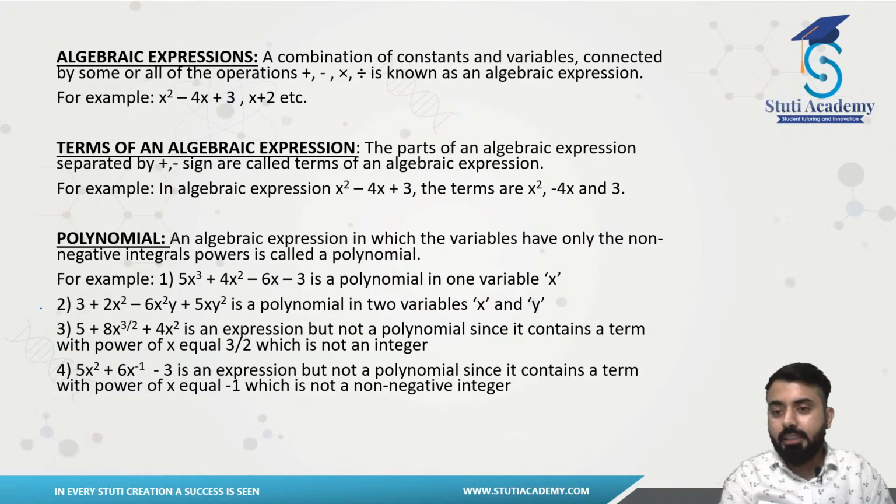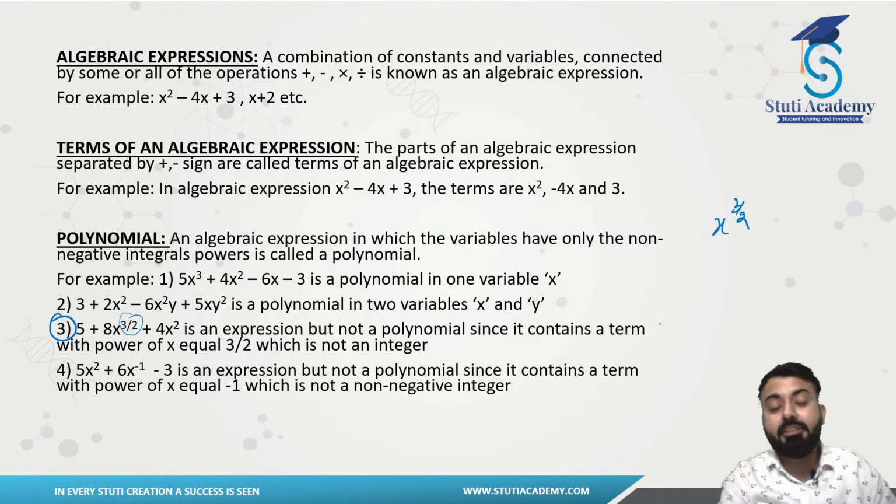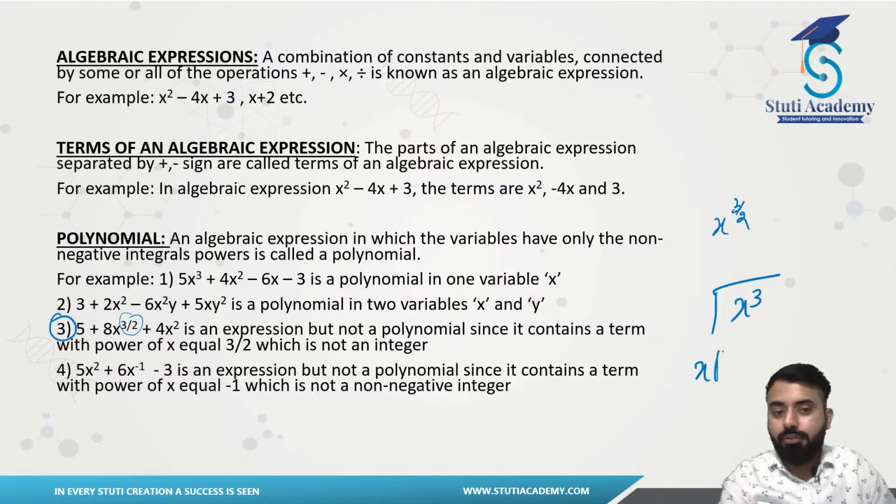Now let's see our third example here. We have 5 plus 8x power 3 by 2. You see our power of x is a fraction. That means it is an incomplete square root. It is actually like this: x cube under a square root. So the square root of x cube, this is an incomplete square because it will be x root x, right? That is the whole point here.